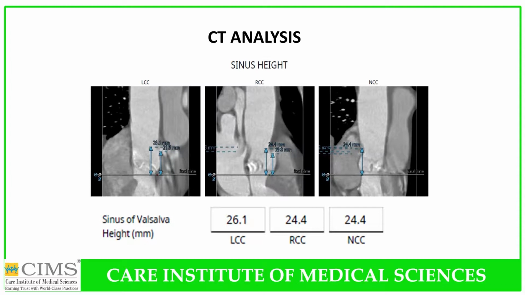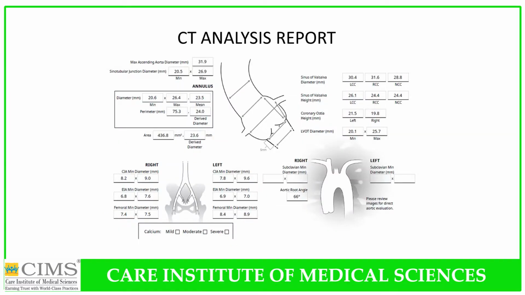Sinus of Valsalva heights were also decent and good. At left coronary cusp 26.1, at right coronary cusp 24.4, and non-coronary cusp 24.4. Final CT analysis report showed very appropriate diameters at the annulus, sinus of Valsalva, sinotubular junction, and the left and the right coronary ostia heights were adequate at 21.5 millimeter for left coronary ostium and 19.8 for right coronary ostium.